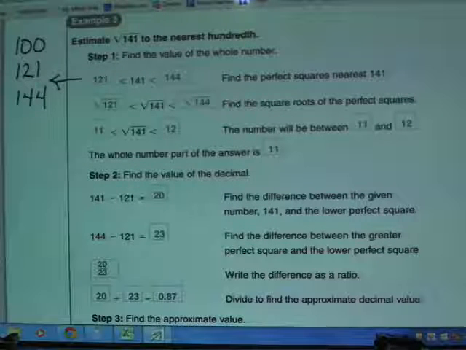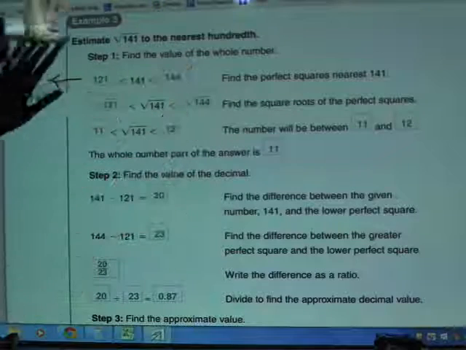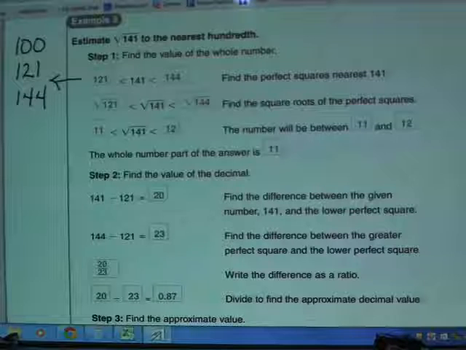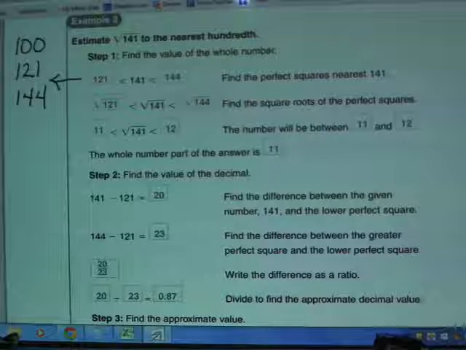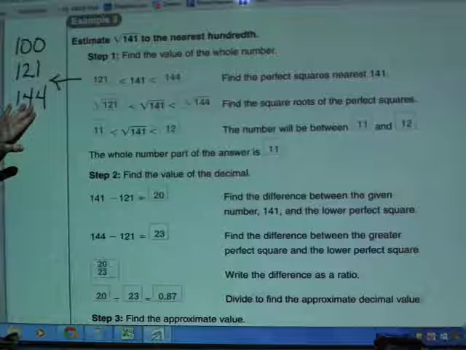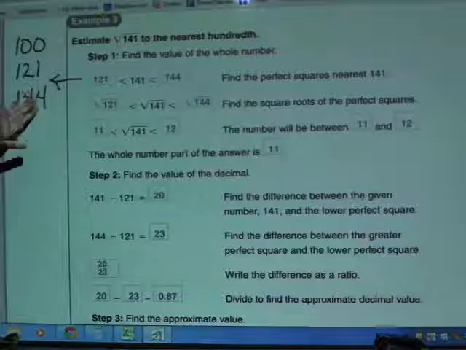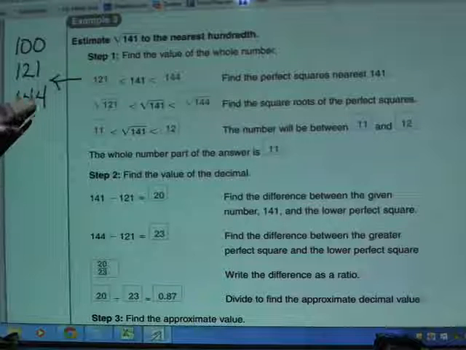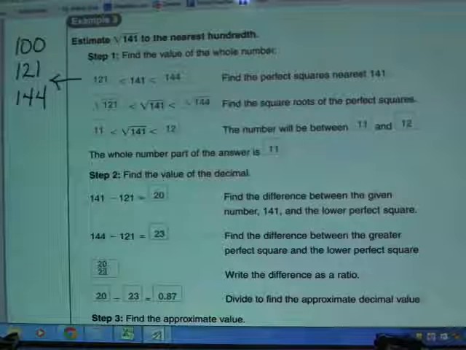And that's where they start here in this first step. They're explaining why that fits in between 11 and 12. So, as we continue on there, what they do is they go ahead and then find the difference between the given number, 141, and the lower perfect square. We know that the answer is not going to be 144 because that is a 12 number. Anything bigger is also going to start with 12. So here that wouldn't make any sense.